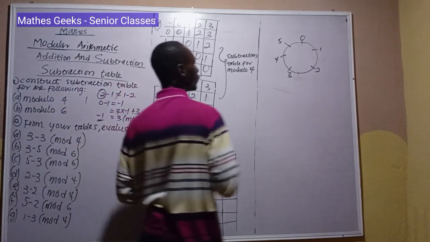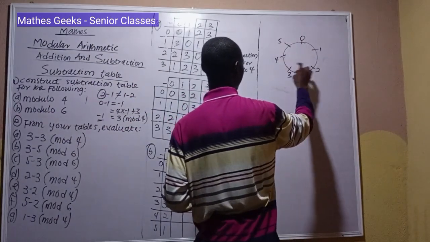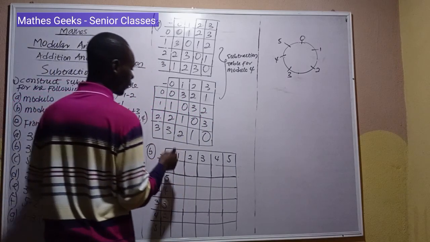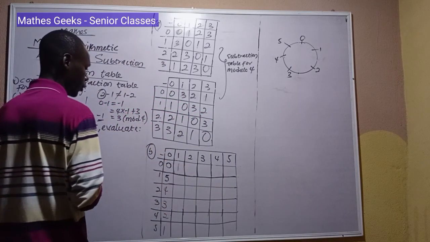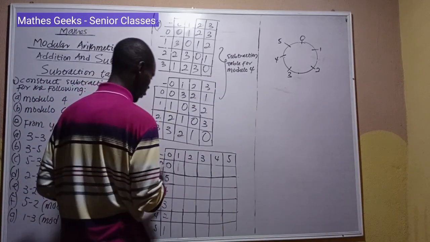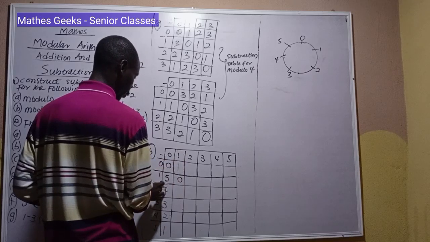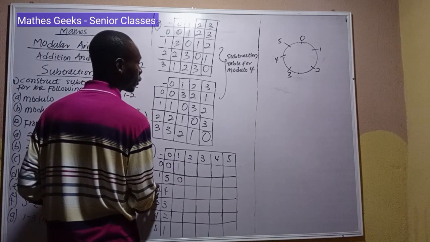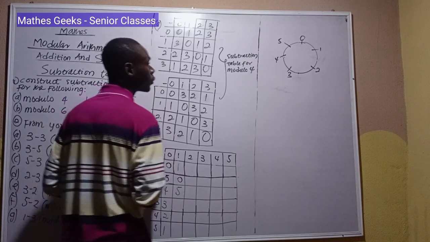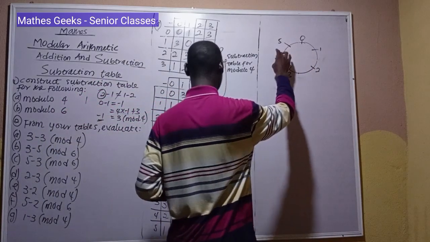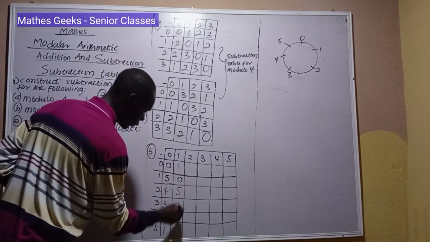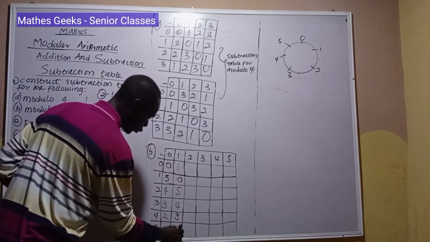Let's see. 0, 1, 2, 3, 4, 5, 1. So 1 minus 0, from 1, you move 0 times, is 1. 1 minus 1 would be from 1, you move backwards, that's 0. 1 minus 2, from 1, you move backwards 2 times, that's 5. 1 minus 3 would be 1, 2, 3, that's 4. 1 minus 4 would be 3. 1 minus 5 would be 2.